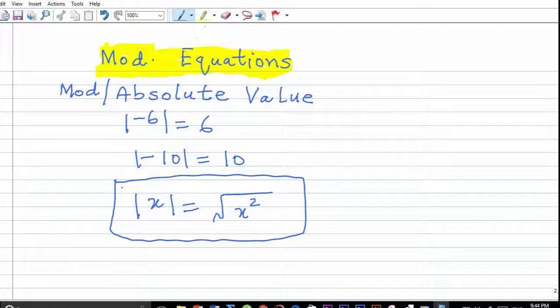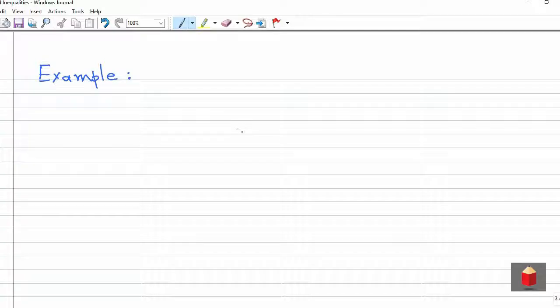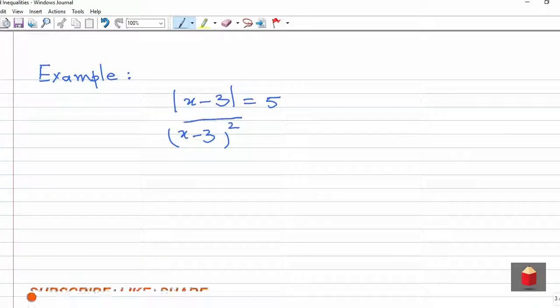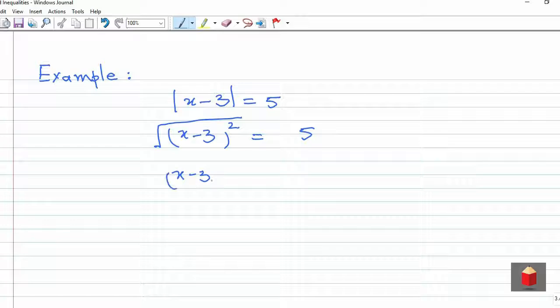So using this definition of modulus, we can easily solve modulus equations. Now let's have a look at some examples. |x minus 3| equals 5. Now we expand the left hand side using the definition of modulus. Square root of (x minus 3) squared equals 5. In order to get rid of square root on the left hand side, we take square on both sides of the equation.